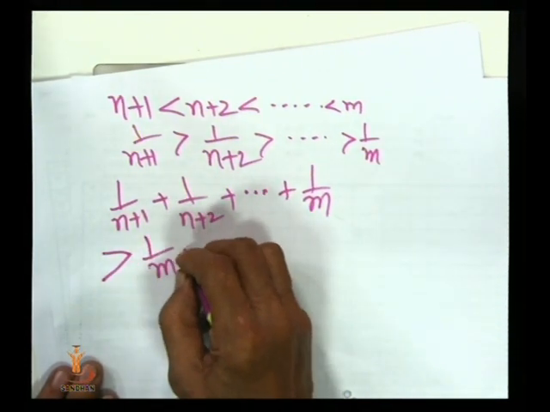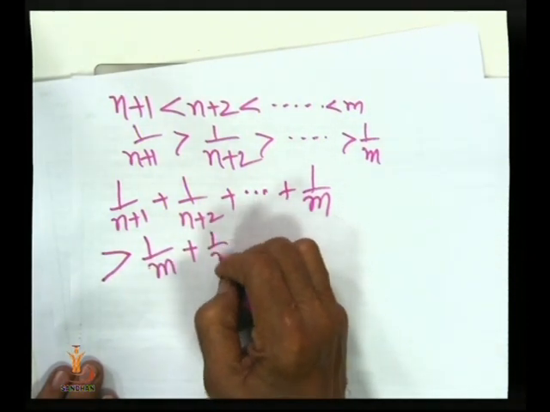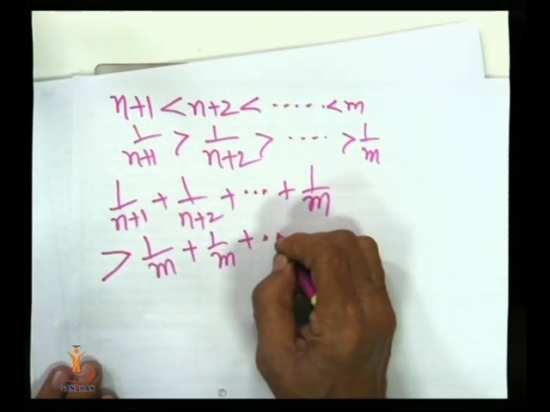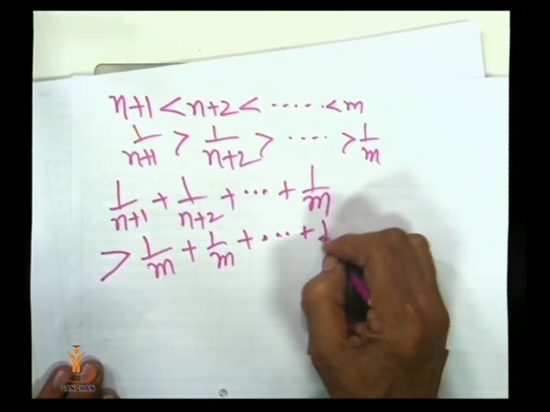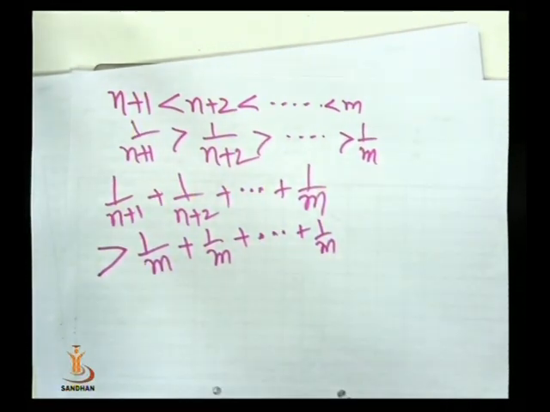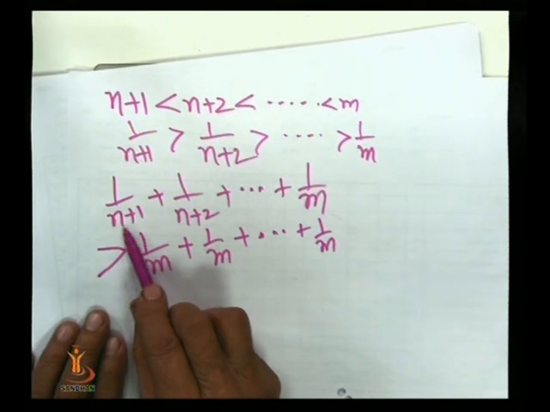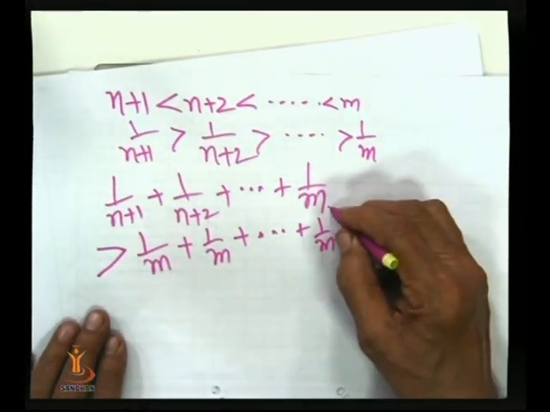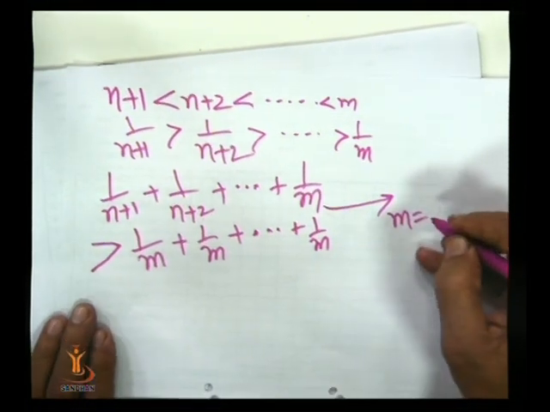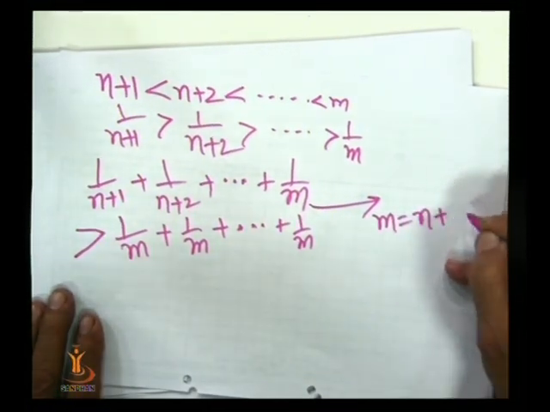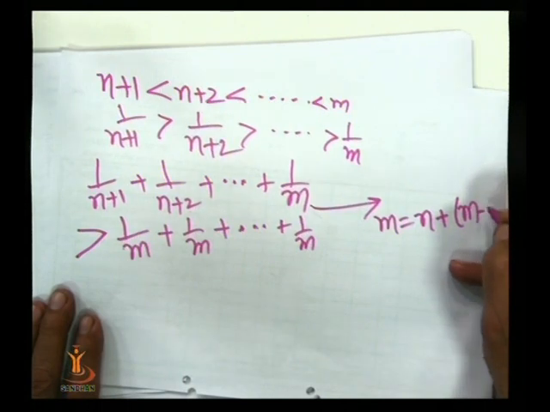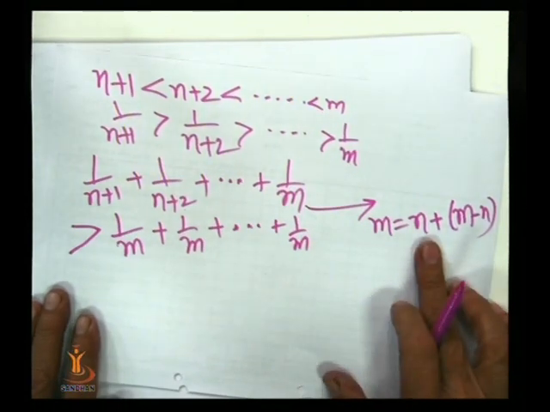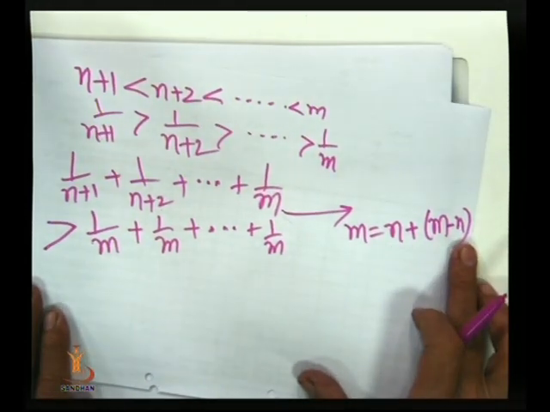1 upon m plus 1 upon m and so on, 1 upon m. How many terms do you have? n plus 1, n plus 2 up to m. Now this m can be written as n plus m minus n.